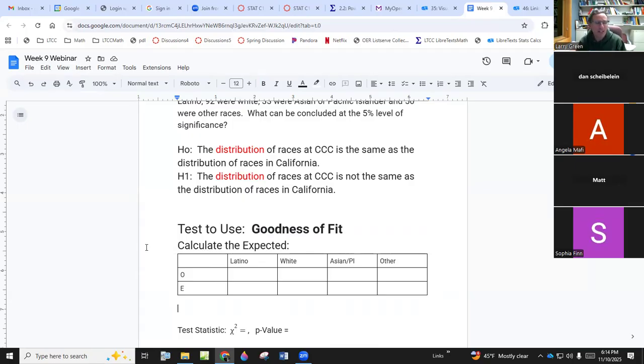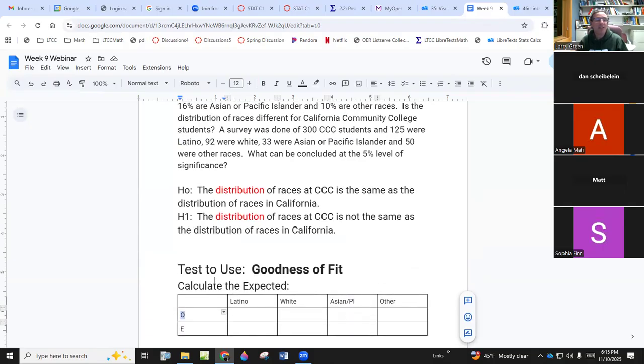And what we do is you write down the possible answers. The answers that we look at are Latino, white, Asian Pacific Islander, and other. Those are the four. And then we have O and E. O stands for observed. E stands for expected. So O are the observed amount of each of the possible answers.